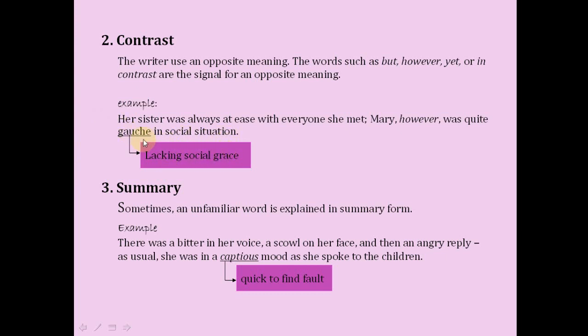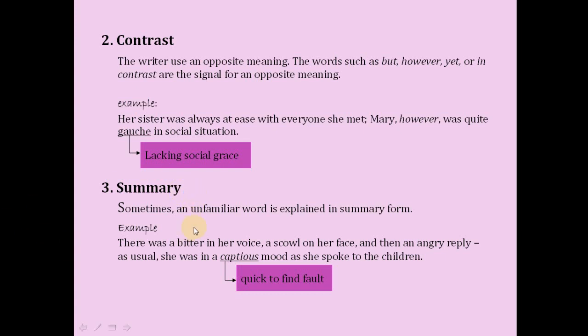Jadi di sini kita bisa bilang kalau her sister is at ease with everyone, berarti dia at ease to everyone. Tapi however Mary is quite gauche in social situations, berarti dia lacking social grace. Mary is lacking social grace. Susah ya interaksi sosialnya. Okay, the next is summary. The next kind of context clue is summary.